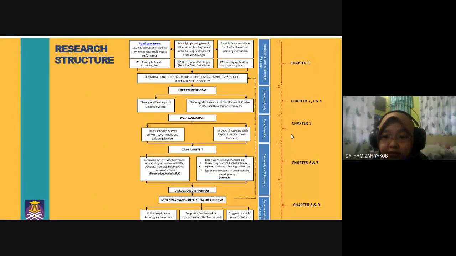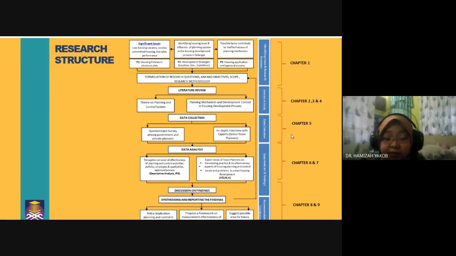Okay, this is the research structure. Basically, there are 9 chapters in this thesis. Chapter 1 focuses on identifying the issue and formulating the research objective, and also a brief introduction on research method. Chapters 2 and 3 are the literature review, which focus more on the theory of the planning and control system related to housing. The third chapter is more on the planning mechanism and development control, which discusses the development plan and procedures based on issues, and also housing planning practice in developed and developing countries. The fourth chapter discusses the study area, which is Selangor.